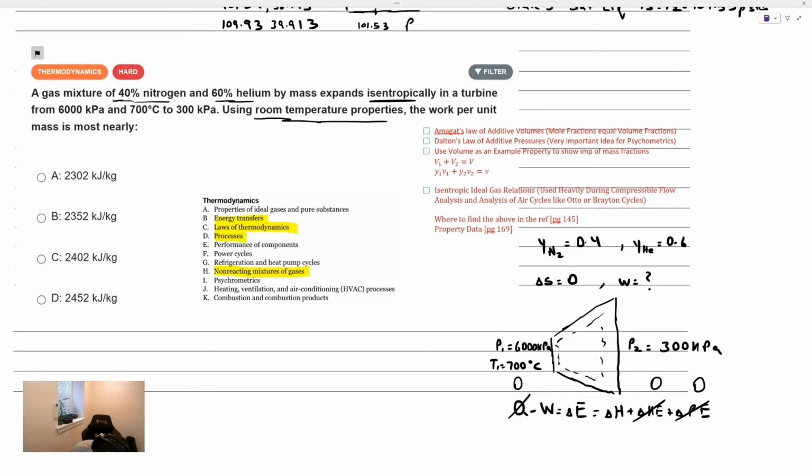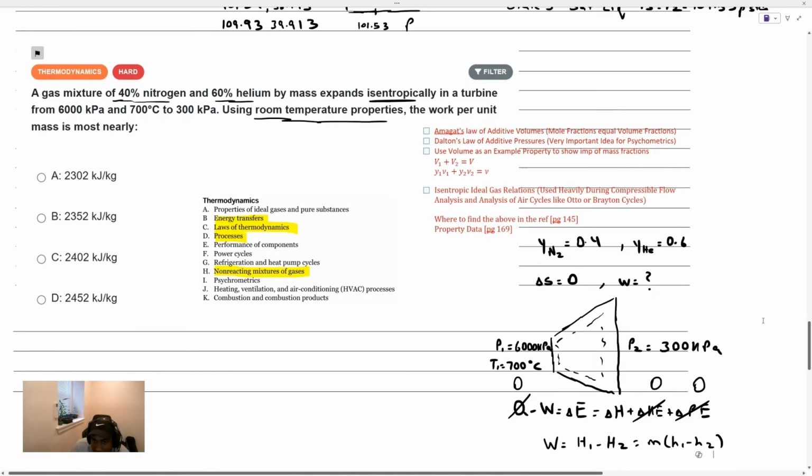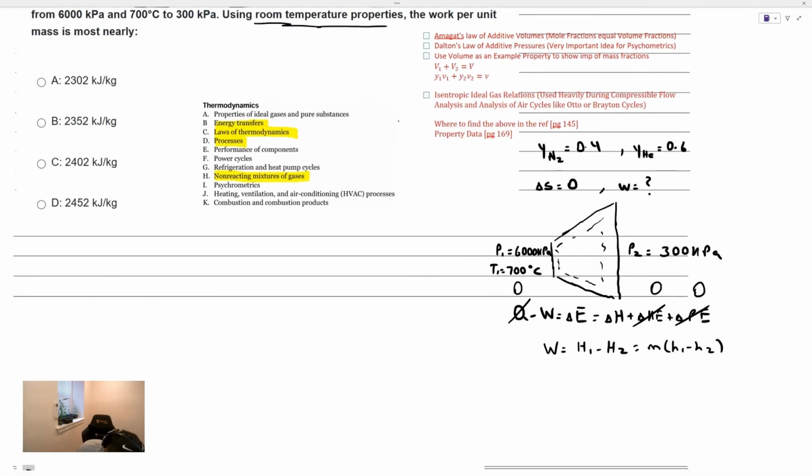So fundamentally, the work can be computed if we just know what the difference between H1 and H2 is. You can see I moved that negative to the other side. We can also write this as the mass multiplied by H1 minus H2 in terms of the specific enthalpies. And if we move the mass to the other side, we'll have the work per unit mass is just H1 minus H2. If we want to find enthalpy changes, we use Cp delta T. If we want to find internal energy changes, we use Cv.